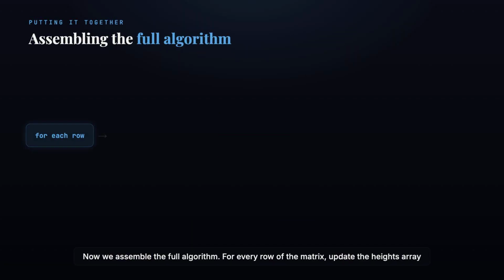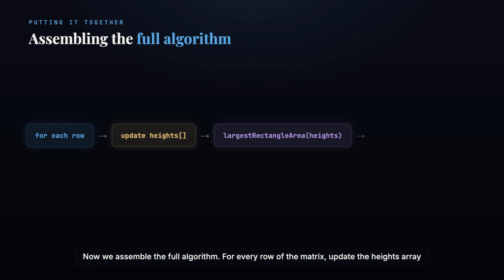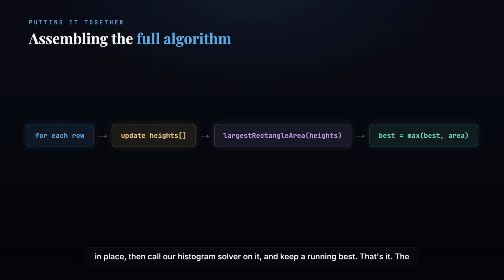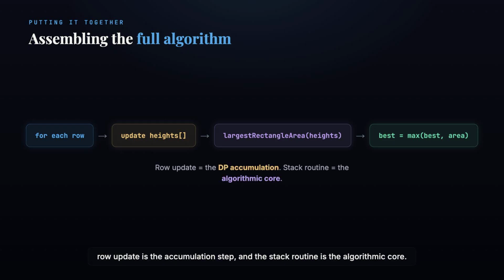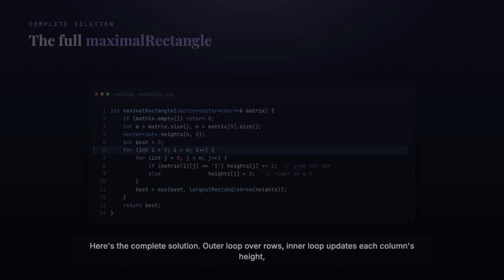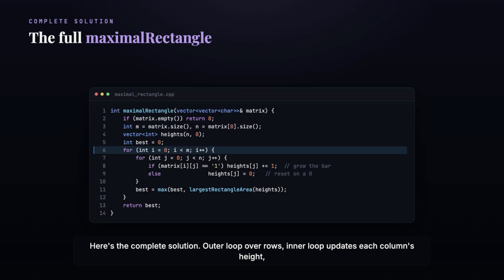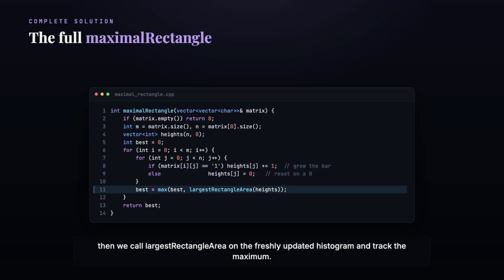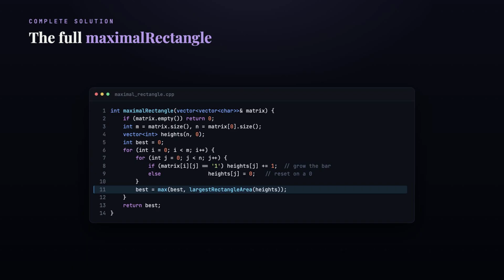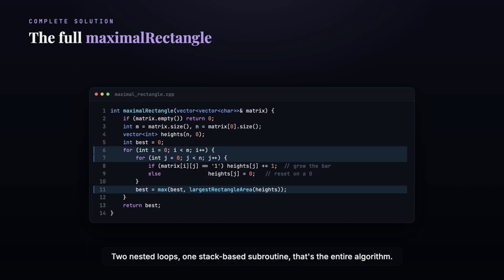Now we assemble the full algorithm. For every row of the matrix, update the heights array in place, then call our histogram solver on it, and keep a running best. That's it. The row update is the accumulation step, and the stack routine is the algorithmic core. Here's the complete solution. Outer loop over rows, inner loop updates each column's height, then we call largest rectangle area on the freshly updated histogram and track the maximum. Two nested loops, one stack-based subroutine, that's the entire algorithm.